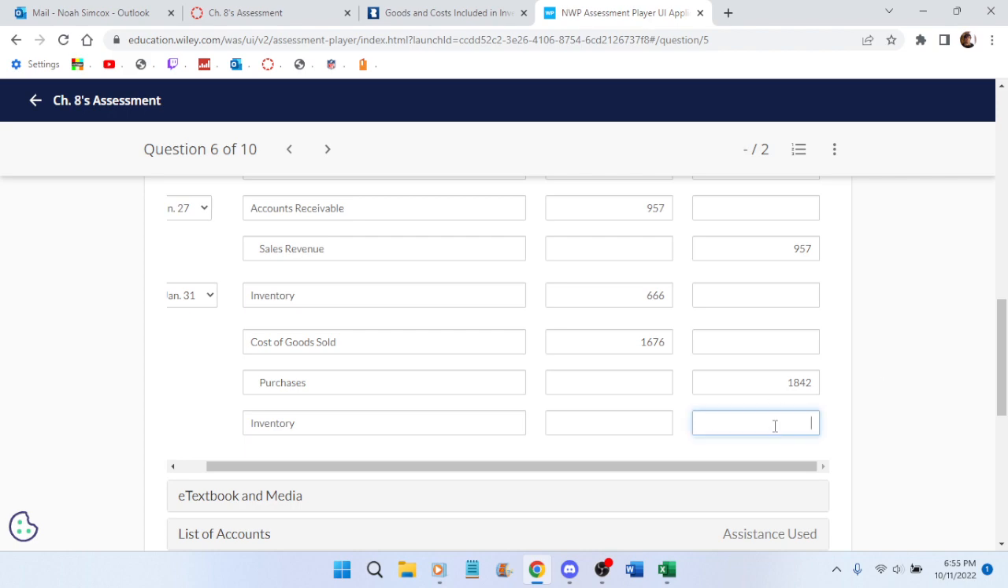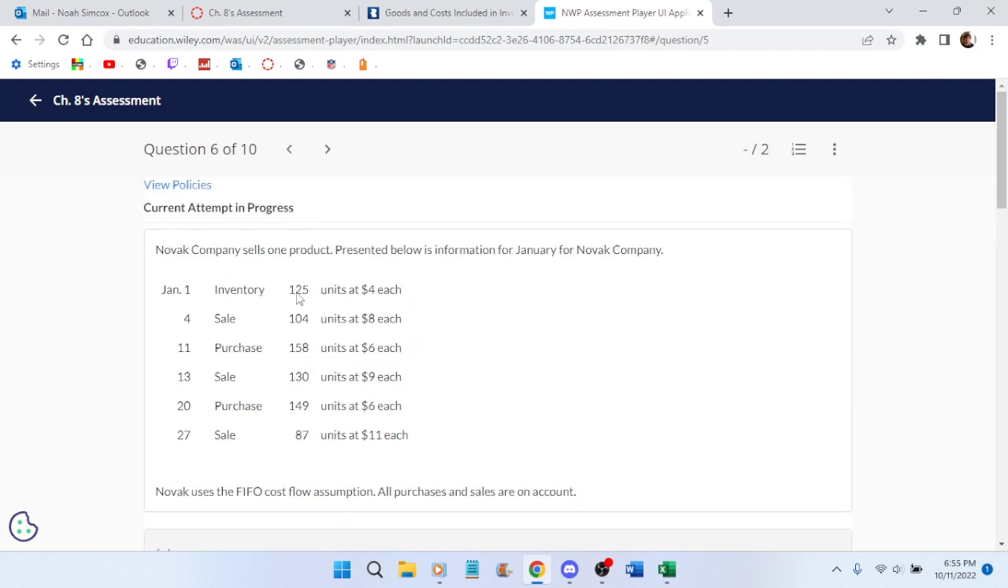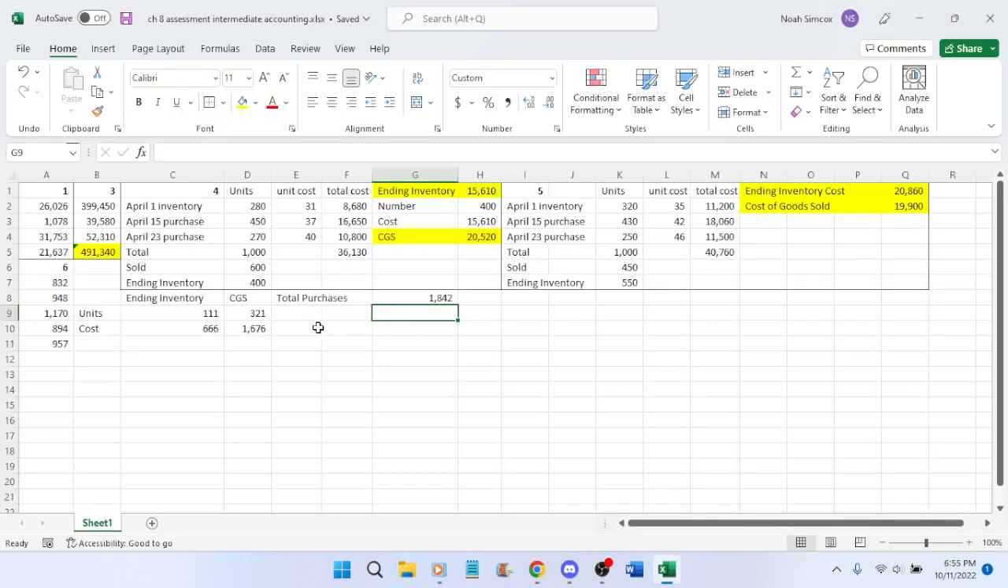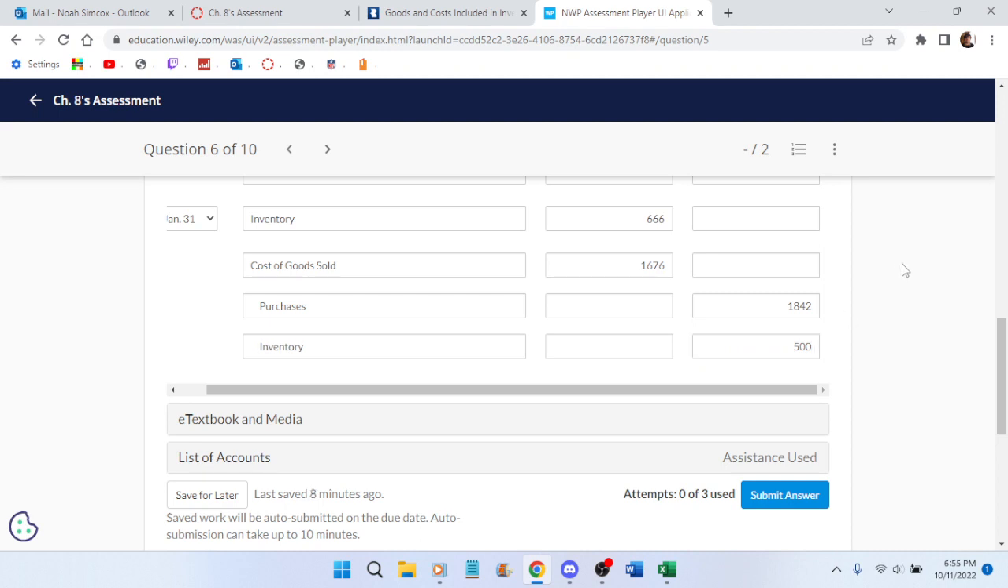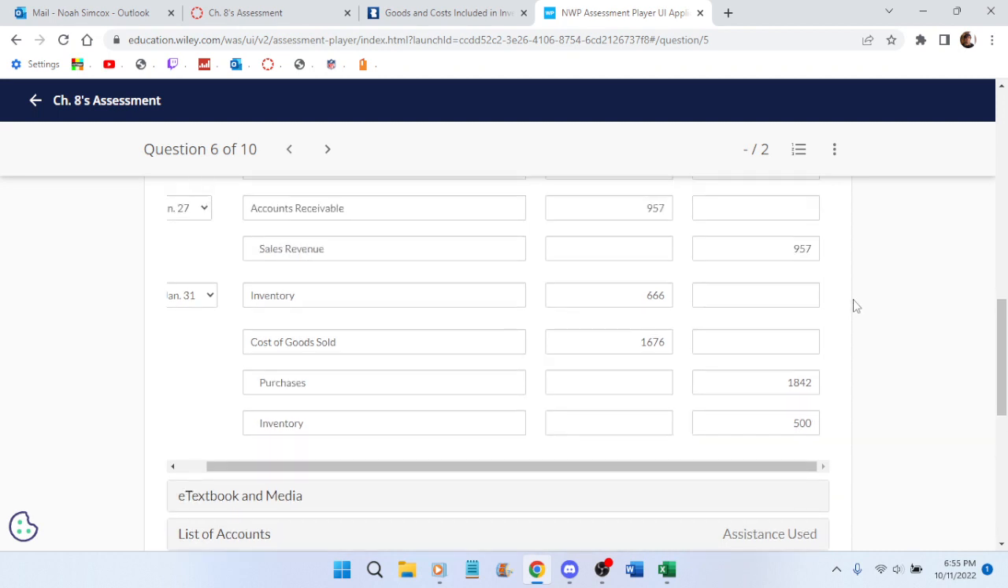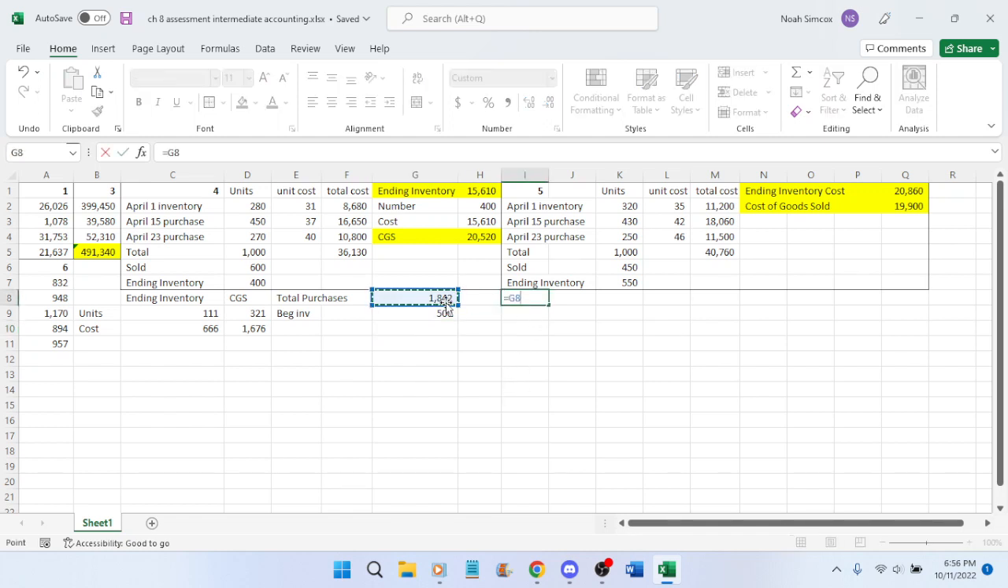The beginning inventory, they already told you. It's 111. Or no, it's 125 times 4. Begin. 500. So these should balance automatically. Okay, do these balance automatically? 1842 plus 500, so equals this plus this.